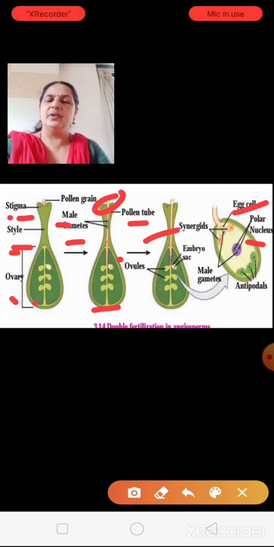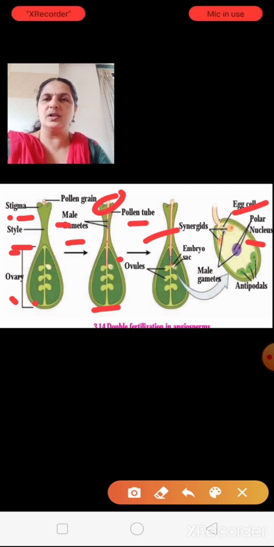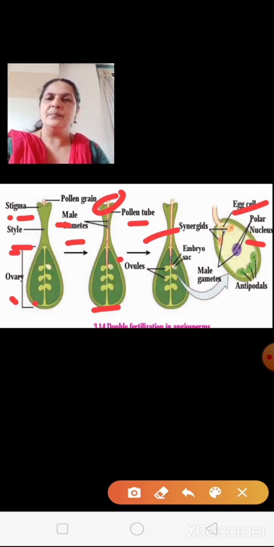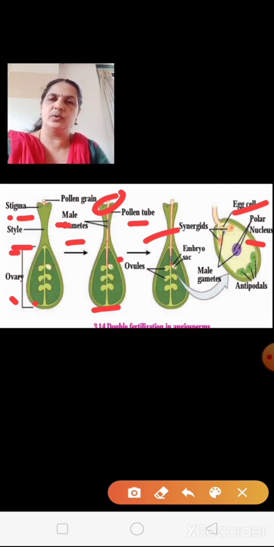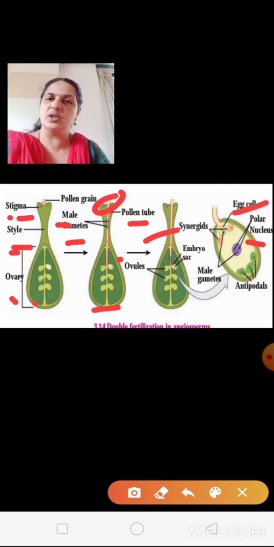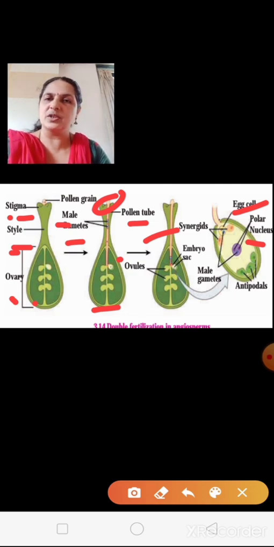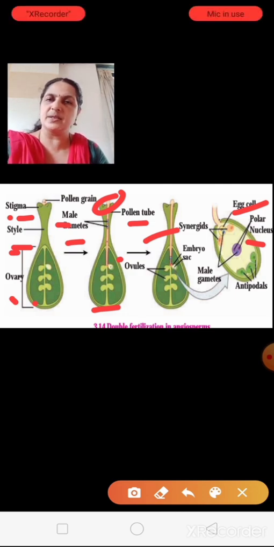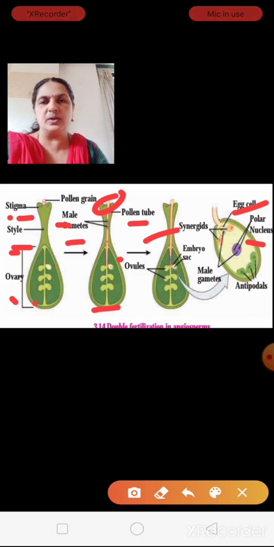Okay, children, we learned fully about sexual reproduction in flowers. We learned four essential words: androecium, gynoecium, corolla, calyx. Calyx and corolla are called what? Accessory whorls. Which are the essential whorls? Androecium and gynoecium. And we learned about the bisexual flower. When both androecium and gynoecium are present in the same flower, it is called a bisexual flower. If either androecium or gynoecium is present in a flower, it is called a unisexual flower.